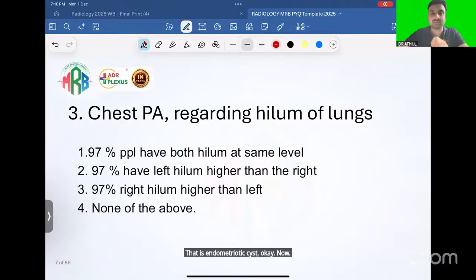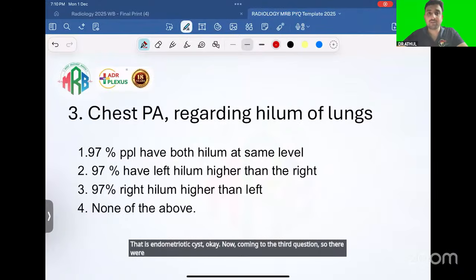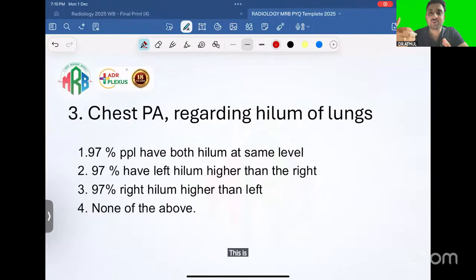Now coming to the third question. So there were 3 direct questions from radiology last time. So can you tell me the answer for this? This is something which you commonly see. That is chest radiograph. You have to tell this.